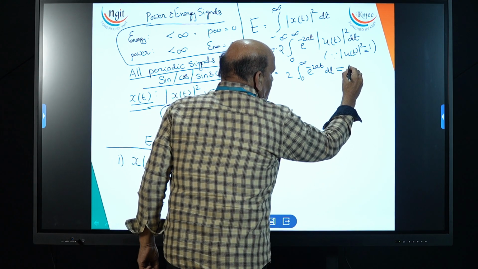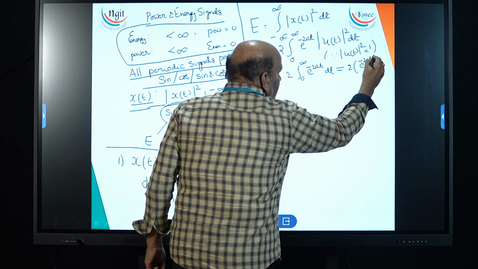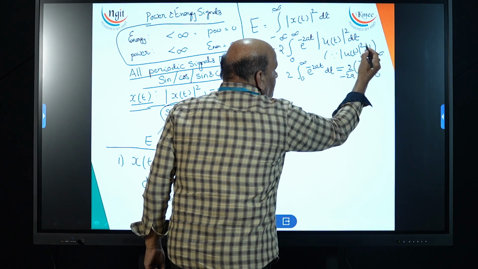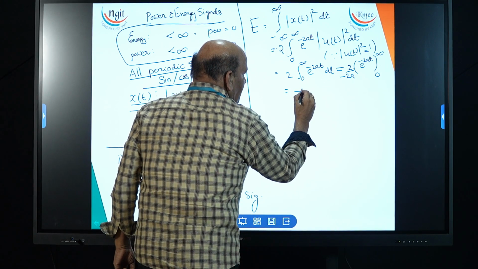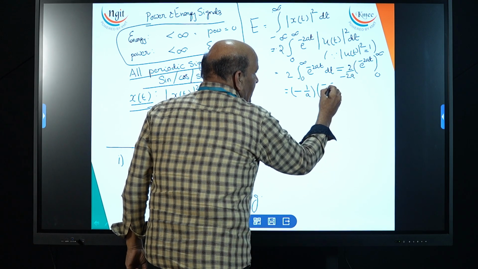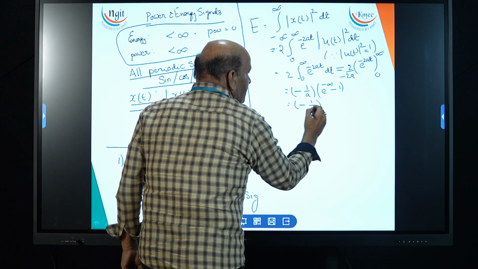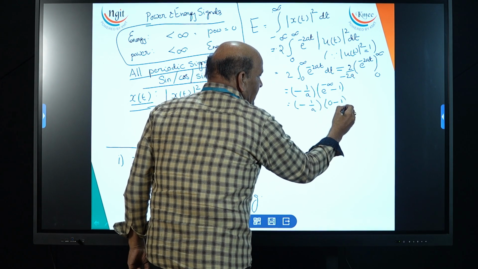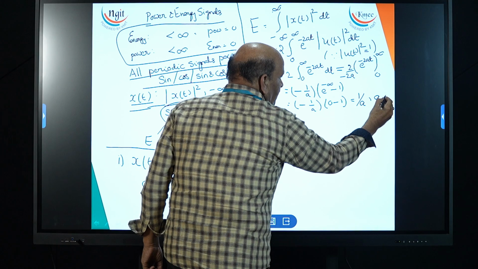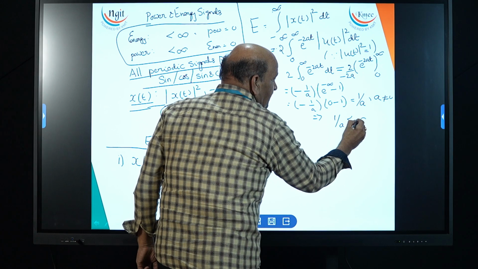Now upon integrating, 2 times the integral of e power minus 2at, divided by the constant minus 2a, between the limits 0 to infinity. The 2 can be cancelled. So minus 1 by a is a constant, and you get e power minus infinity minus e power 0. This is minus 1 by a times (e power minus infinity, which is 0, minus 1). The minus becomes plus, so it is 1 by a, where a is not equal to 0. Whatever value we get, 1 by a, is definitely less than infinity.